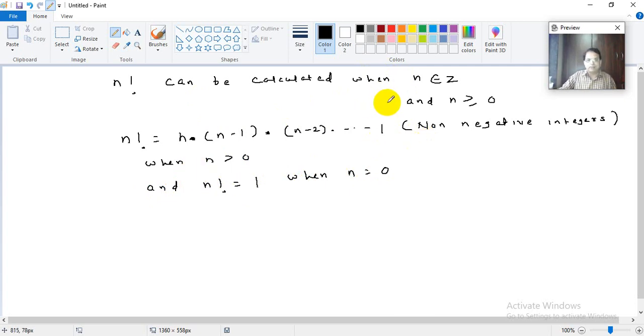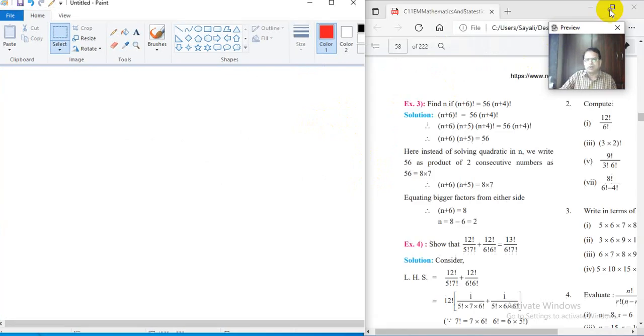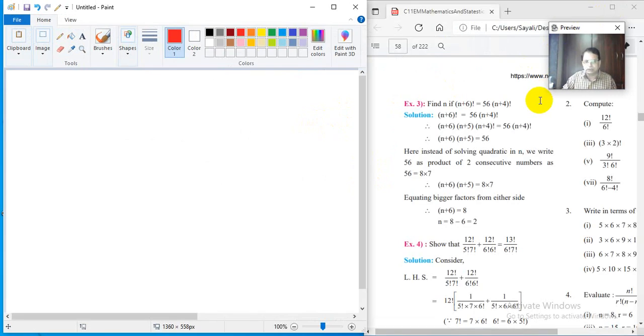Let's draw a line in the middle here, because the above was the description. If n is positive, when n is greater than 0, then this is the formula: n into n-1 up to 1. But when n is equal to 0, it is 1. So this is how you can define factorial in a proper way. Okay, so now I hope you understood what is actually happening.